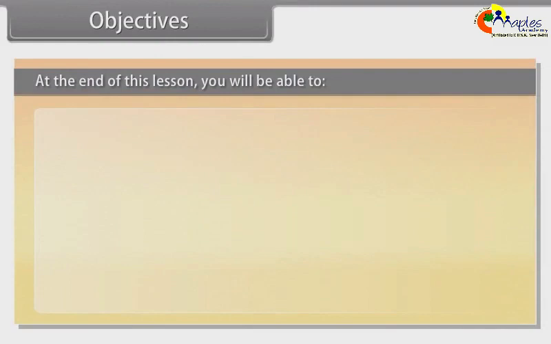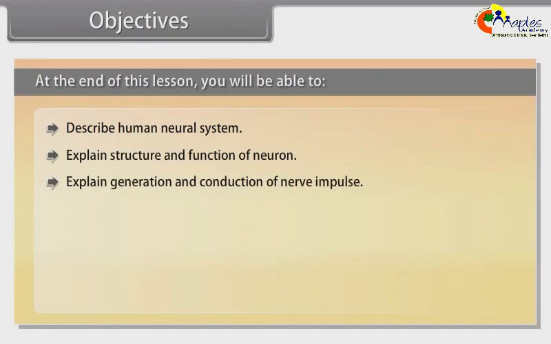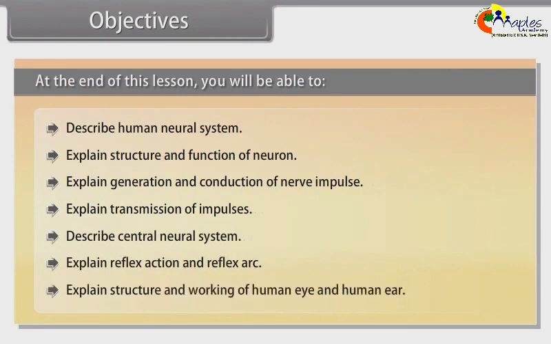Objectives. At the end of this lesson, you will be able to describe the human neural system, explain structure and functions of neuron, explain generation and conduction of nerve impulse, explain transmission of impulses, describe the central neural system, explain reflex action and reflex arc, explain structure and working of human eye and human ear.